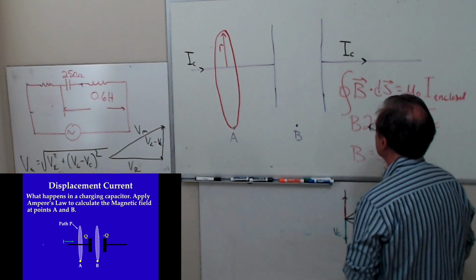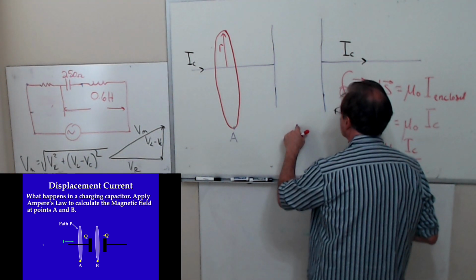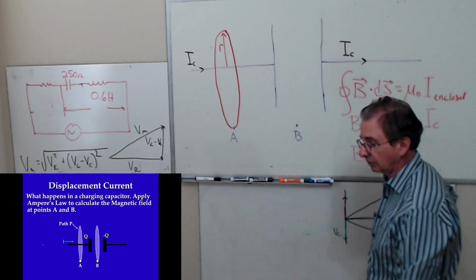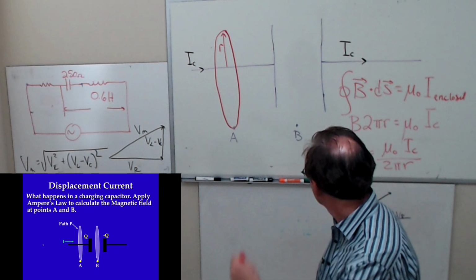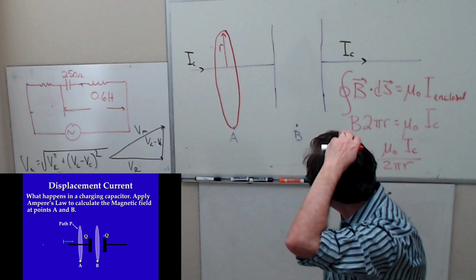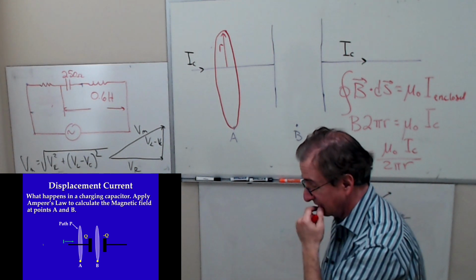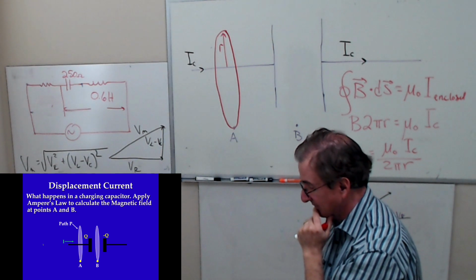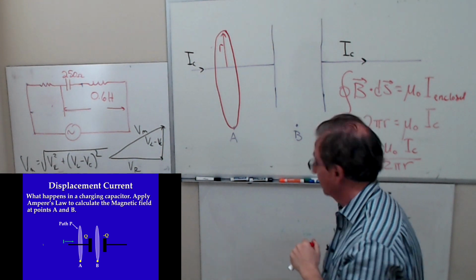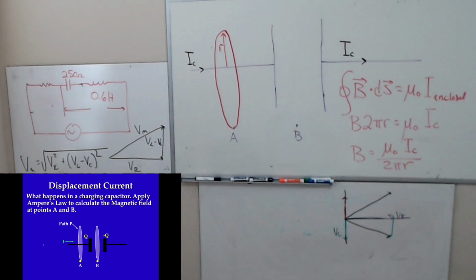What about over here? What if I want to find the field there? What do I do? Don't you need the electric field between the plates? Why are you saying that? I guess because there's no actual current flowing. There's just a potential difference being created, right?